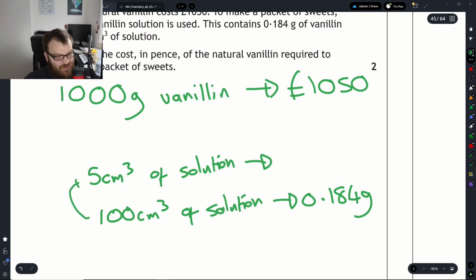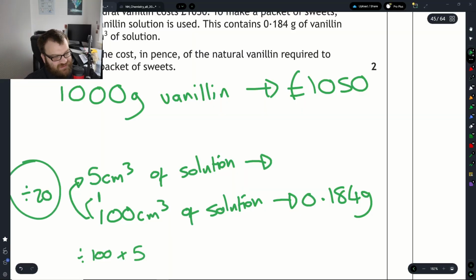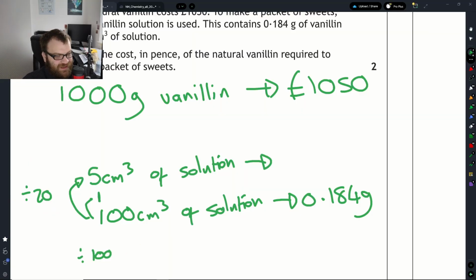So I need to scale down. You can do this in 2 ways. These numbers are quite nice, so you might have spotted that it is dividing by 20. Another thing you could do, if you think about putting 1 in the middle, is divide by 100, then times by 5. You divide by 100 times by 5, that has the same effect as dividing by 20. So either of them work. The numbers are quite nice, so I'm going to stick with dividing by 20.